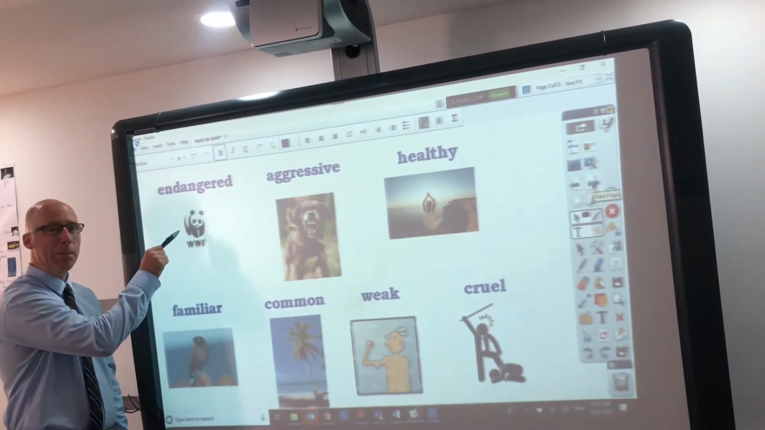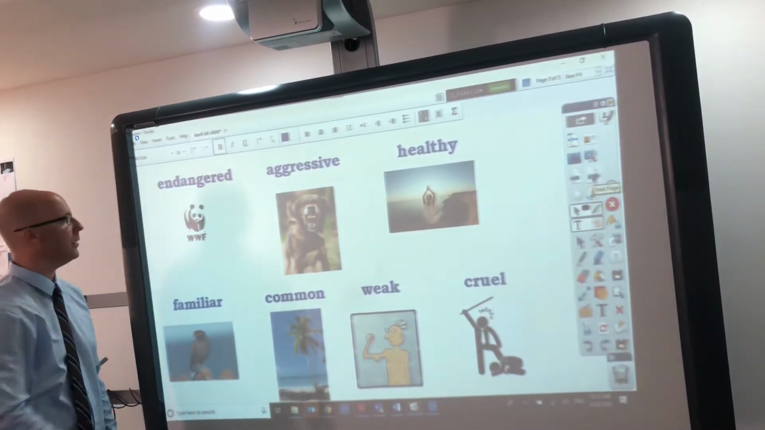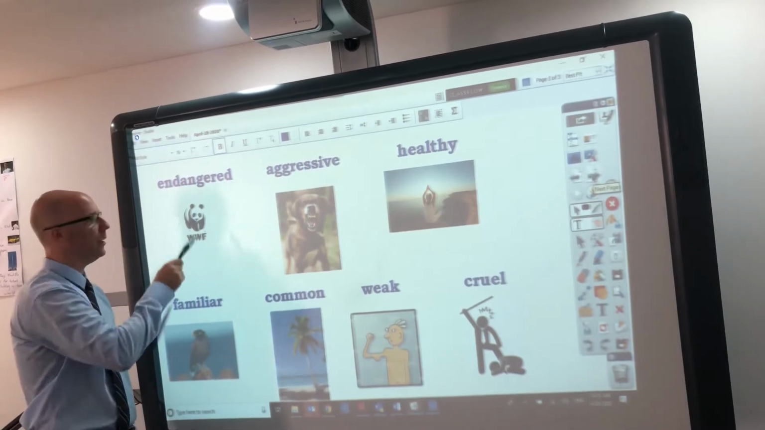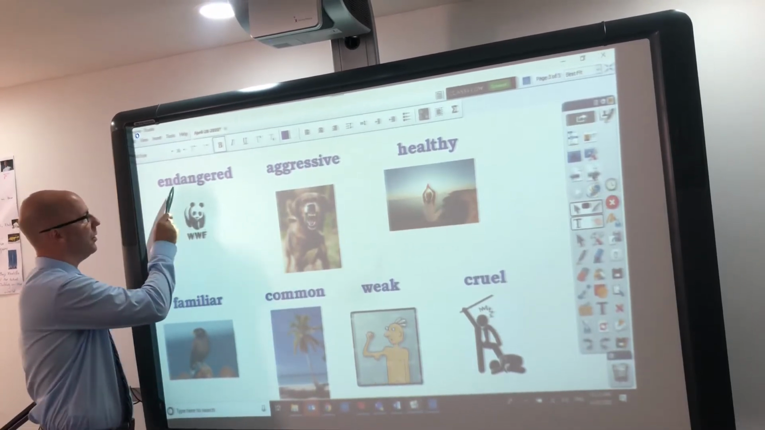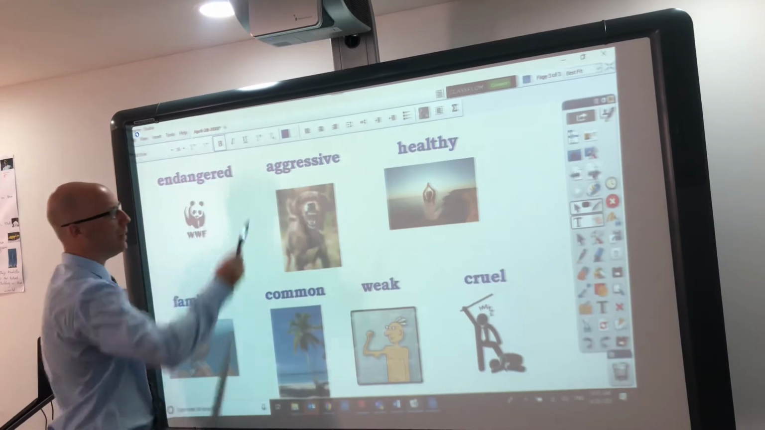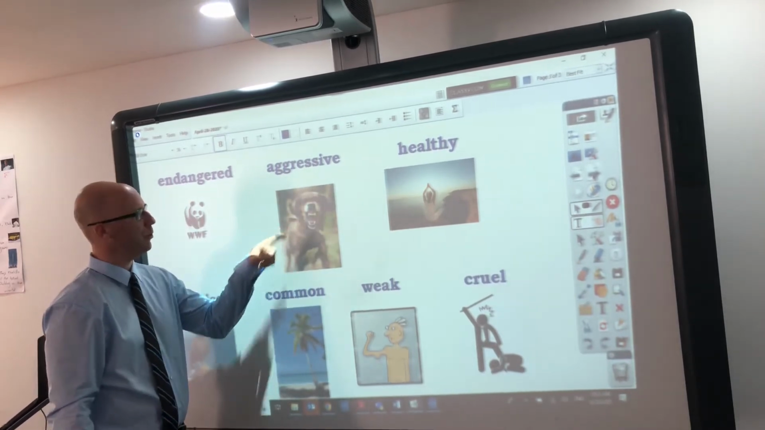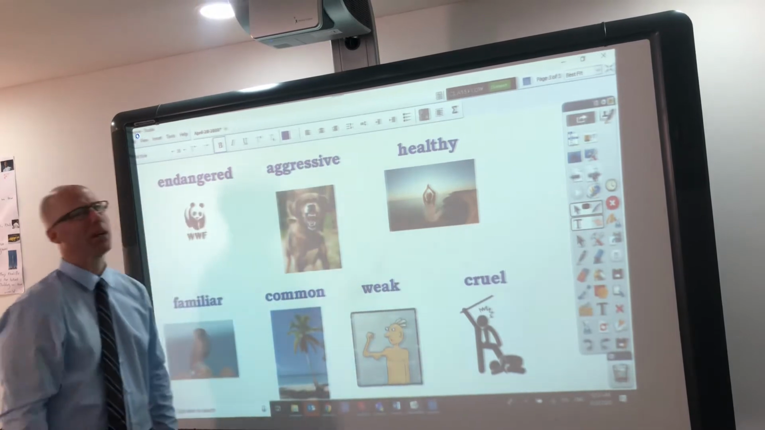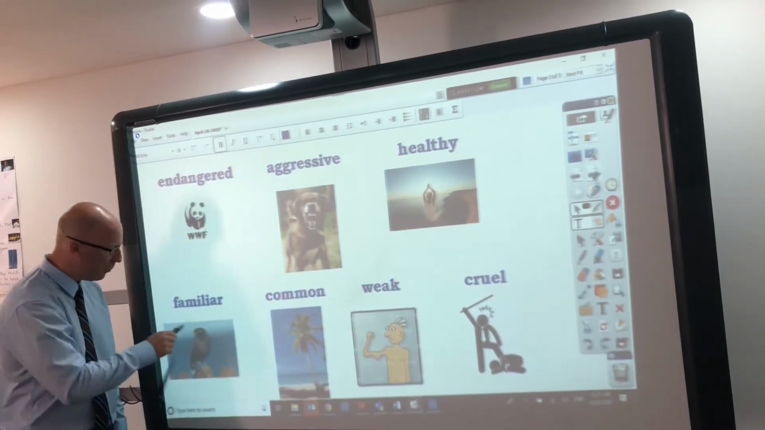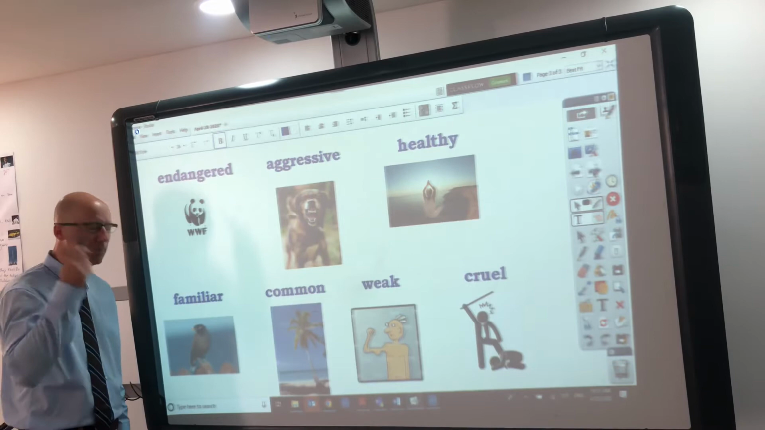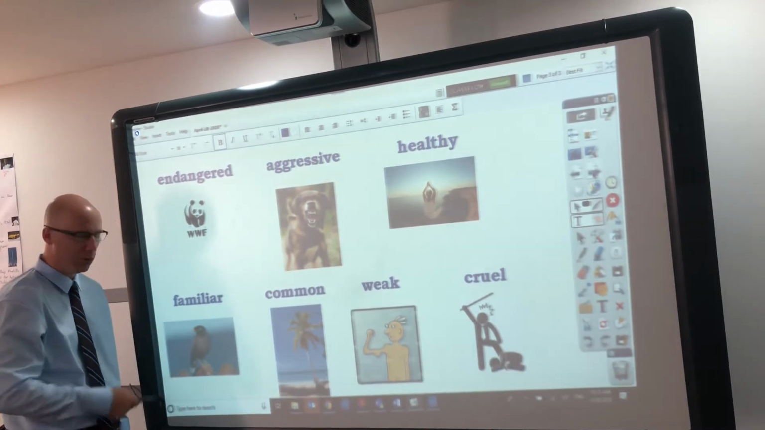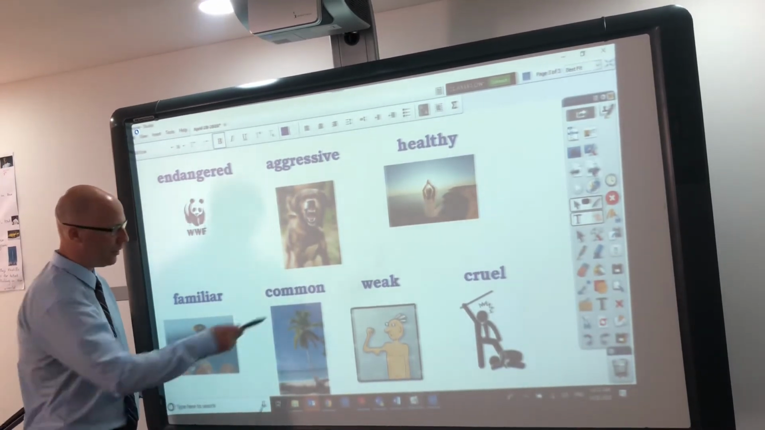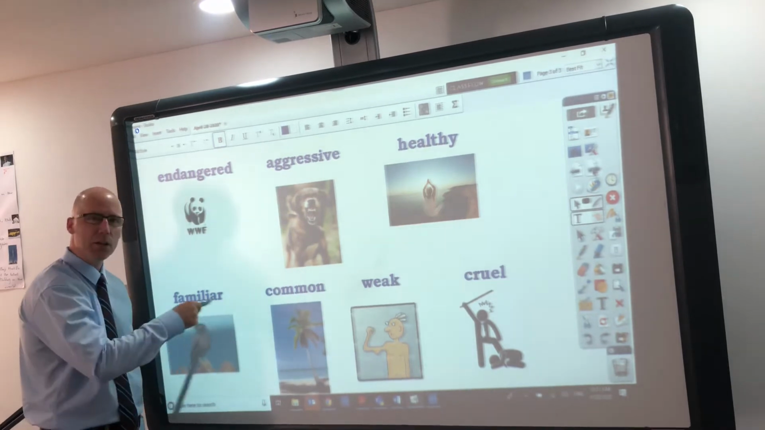Endangered, pandas. Not many pandas, so you could probably connect that. Not many pandas, endangered. You also see danger here. Aggressive. I think we know what this dog is. He is healthy. I think you know that word. I'm pretty sure you know that word. Familiar. Familiar is something you know. You've seen this bird before, right? Many of these in Oman. Same thing, common. These two are synonymous.